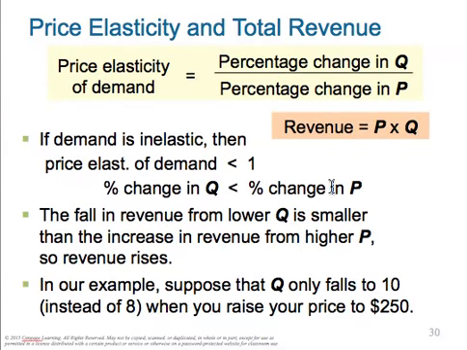We talked about elastic. Let's talk about inelastic. The fall in revenue from a lower quantity is smaller than the increase in revenue from the price. So here we're dealing with a fairly inelastic demand for websites, so it's a more vertical demand curve. In this example, suppose quantity falls to only 10 instead of 8, so it went from 12 websites a month down to 10 instead of going from 12 to 8 in the previous example. We'd be dealing with a very different demand schedule when you raise your price to 250.